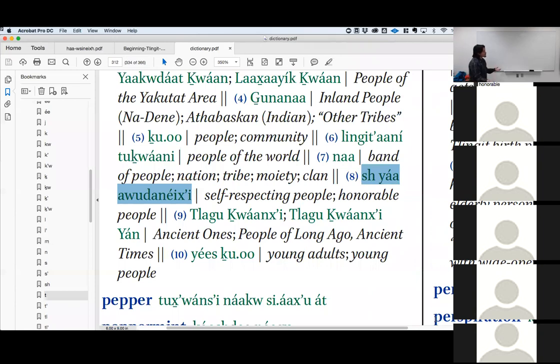And then anyat kusani is another thing that they say. Shawudanei would be the singular one. So you also see this has turned into a noun, and so the k is the pluralizer. Shawudanei would be a respectable, an honorable person. Shawudnei would be honorable people.